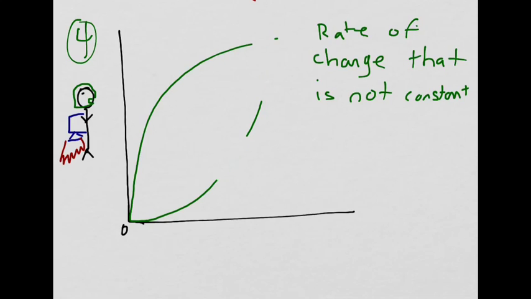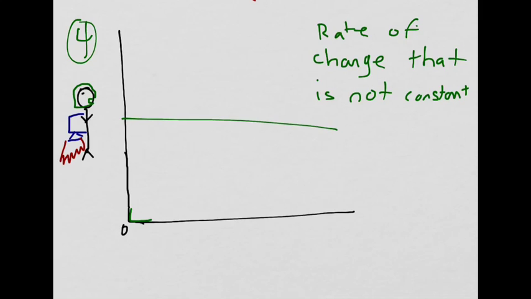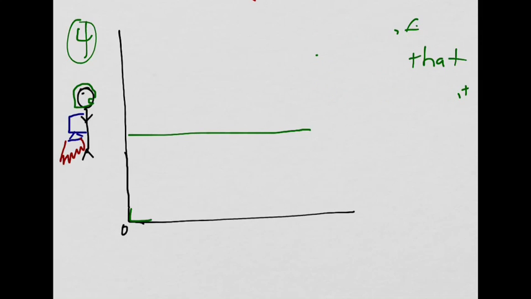Last one is a flat line. Oops, that's going down a little bit. Flat line, there we go. What kind of change would that indicate? No change? Isn't that constant? Technically, constant can mean no change as well. Right? So there's no rate of change.